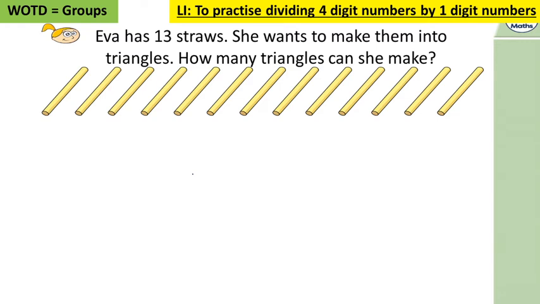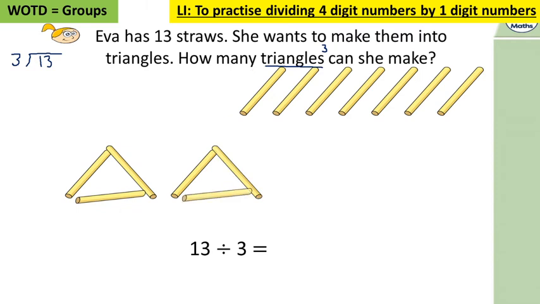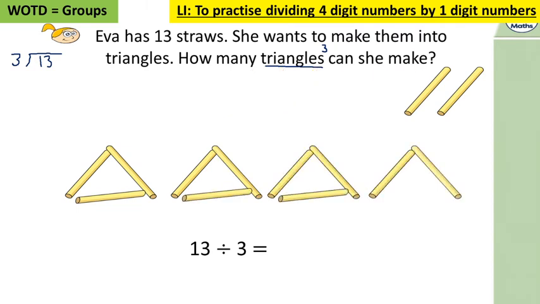So Eva has 13 straws altogether. How many triangles can she make? We know that triangles have 3 sides, so we're looking at how many 3-sided shapes. The question we're really doing is 13 divided by 3. There are different ways of doing this. You can use the bus stop method, or you can use those straws to try and create triangles, and we'll see that we get 4 triangles with 1 straw left over.